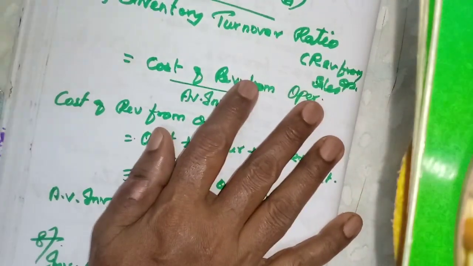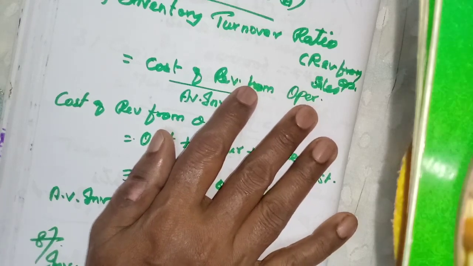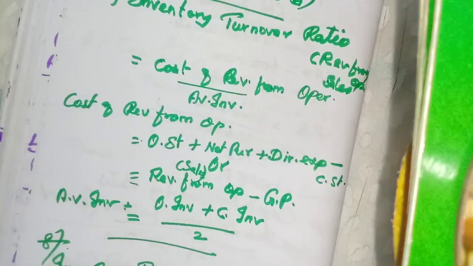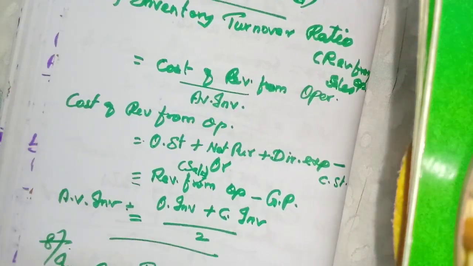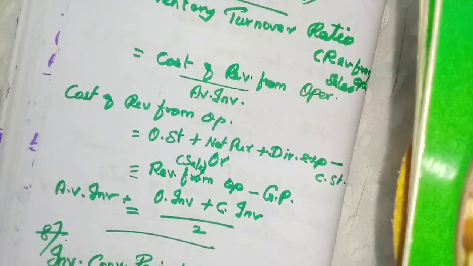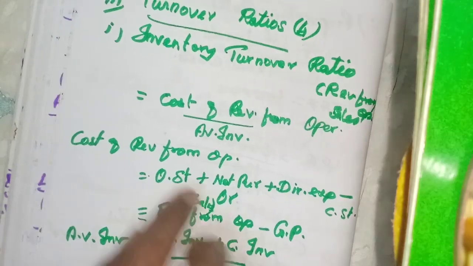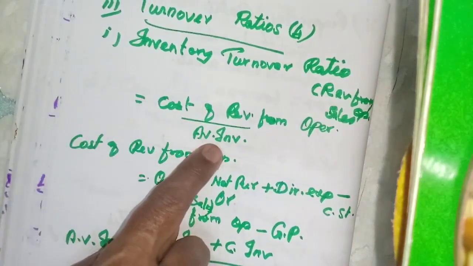See, inventory turnover ratio, then trade receivables turnover ratio, trade payables turnover ratio, then fixed assets turnover ratio. So the first one, if you see this inventory, this is the average inventory.